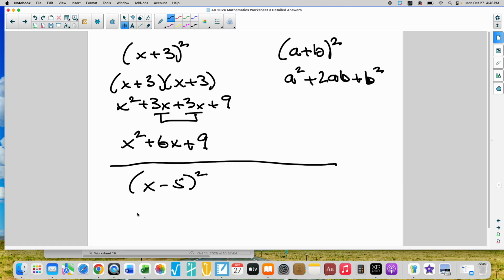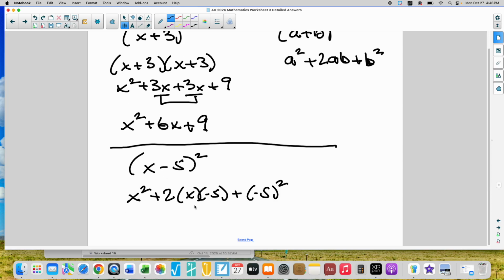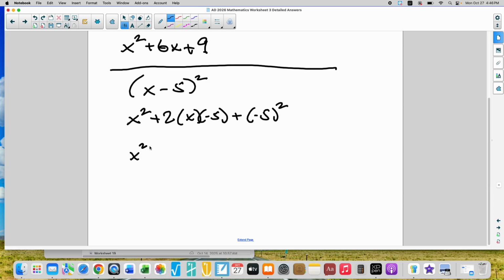It's a squared, your x squared, plus 2 times a times b, b is negative 5, plus negative 5 squared, your b value squared. B is negative 5, a is x, so you get x squared minus 10x plus 25.